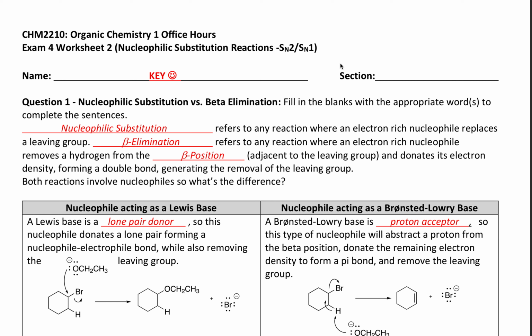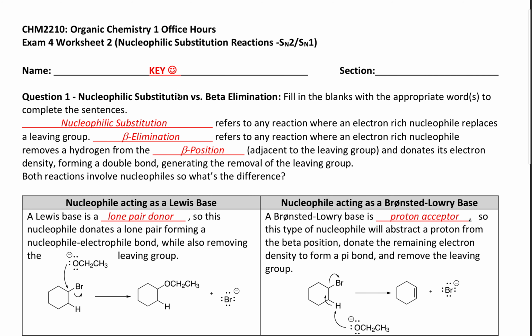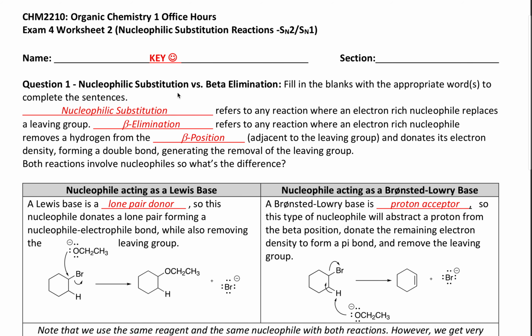Hey guys, so I'm going to just walk you through this Exam 4 Worksheet 2 supplement, and it's basically just a summary of all the nucleophilic substitution reactions. So on your blank copy, please fill in these words or phrases that are in red. Okay, so let's start. Question 1, nucleophilic substitution versus beta elimination.